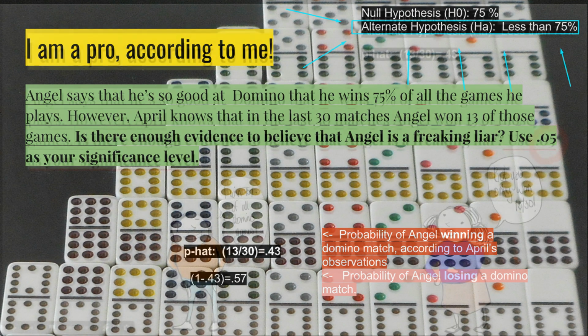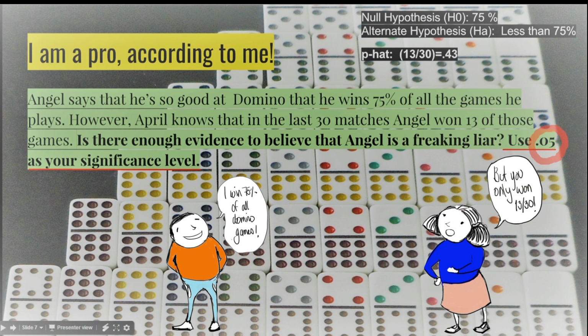We will calculate the probability of me winning 75% of all domino matches given April's data. The evaluation of our null hypothesis with the data is the purpose of this test. If this probability is less than our set significance level, then we can reject the null hypothesis, or in the case of this problem, we can conclude that in fact, I'm not so good as I claim to be.